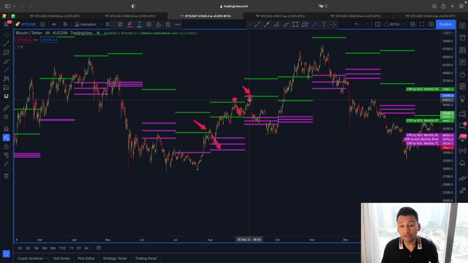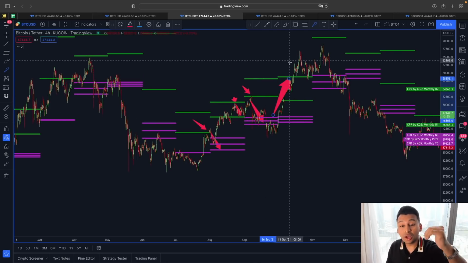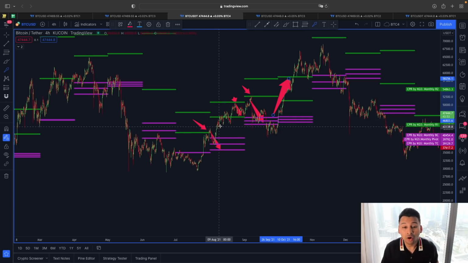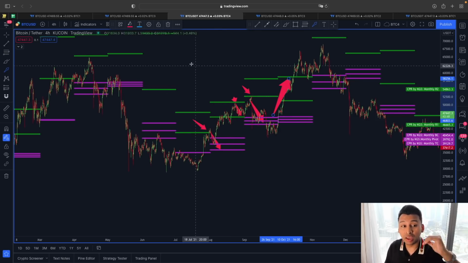Similar scenario unfolded here, but still the price managed to rally here to the upside, because this monthly R1 line only gets tested when the price is preparing for another new impulsive movement, right?